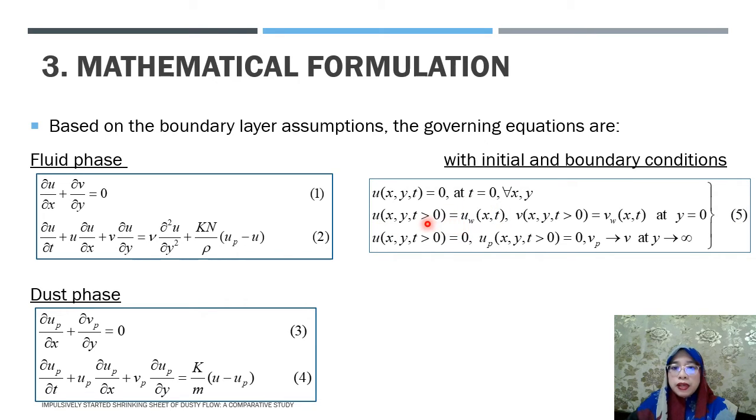Here we have uw, which is the surface velocity, which is the shrinking flow. In this problem we study shrinking flow, and then we have the boundary condition v, the normal velocity, which is vw. This is for fluid suction.